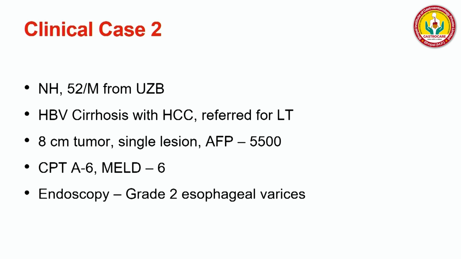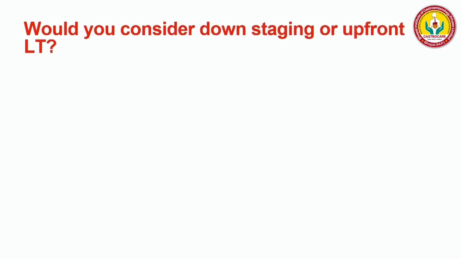So this is a case which we saw a few years back from Uzbekistan, 52-year-old male, hepatitis B cirrhosis with HCC, referred for liver transplant. He specifically came with the idea that transplant has to be done. Now this is an 8-centimeter tumor, high AFP. You remember I told you the prognostic criteria are size, number of lesions, and biological behavior, which is defined by AFP. So this is a very high AFP. MELD 6, CTP A6, grade 2 varices of portal hypertension. So Dr. Prateek, would you do an upfront liver transplant or consider downstaging in this patient?